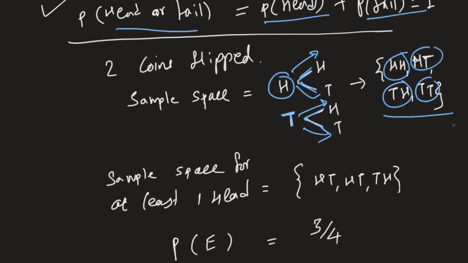Now, if you want to find the sample space for at least one head, it will be this one: HH, HT, TH. In these instances, we are getting at least one head. And then it is easy to find the probability, right? All you have to do is get the count. Here it is 3, here it is 4. So 3 by 4 will be the probability of getting at least one head.